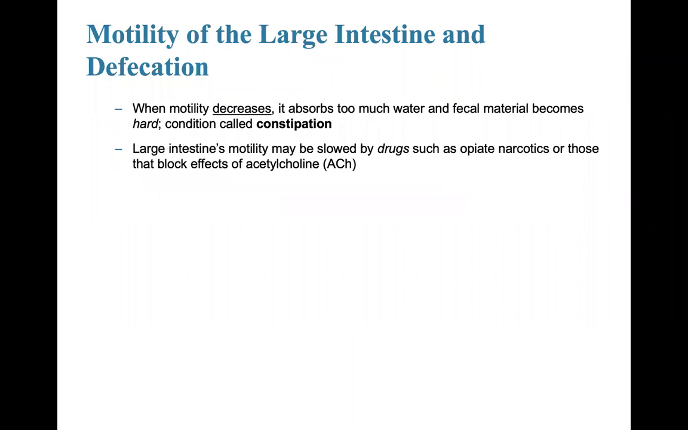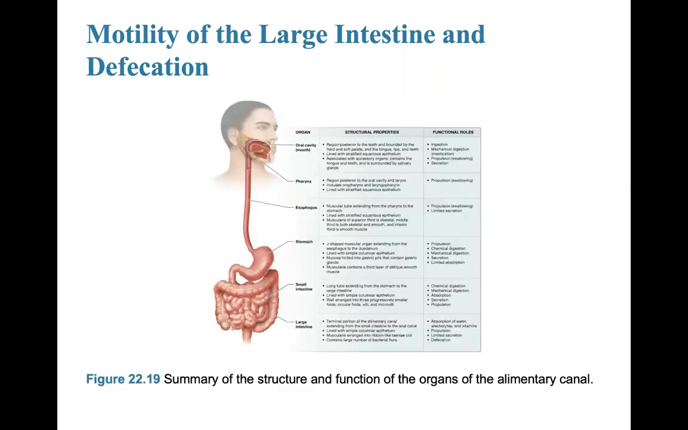However, when motility decreases, it absorbs too much water and the fecal material becomes too hard and becomes lodged, and that is referred to as constipation. The large intestine's motility may be slowed by drugs such as opiates, narcotics, or those that block the effects of acetylcholine. That's why a lot of people that are on pain medications sometimes also need to go on something like Colace to keep things moving along.